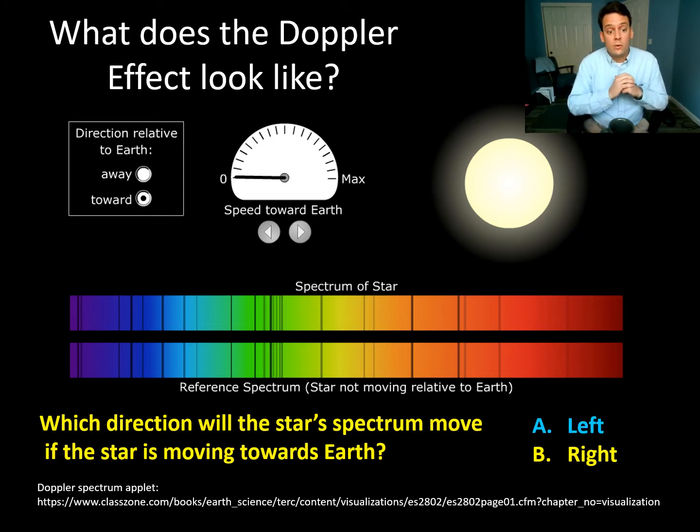So the first question that I want to ask is, which direction will the star's spectrum move if the star is moving toward Earth? We've introduced the terminology of blue shifted and red shifted, and we've already said that as a star moves towards the Earth, a wavelength will be blue shifted towards the blue end of the spectrum. So as we look at the complete spectrum of a star here, with the continuous background and the missing absorption line spectrum, the question is, how will the totality of the spectrum look if a star is moving towards the Earth?